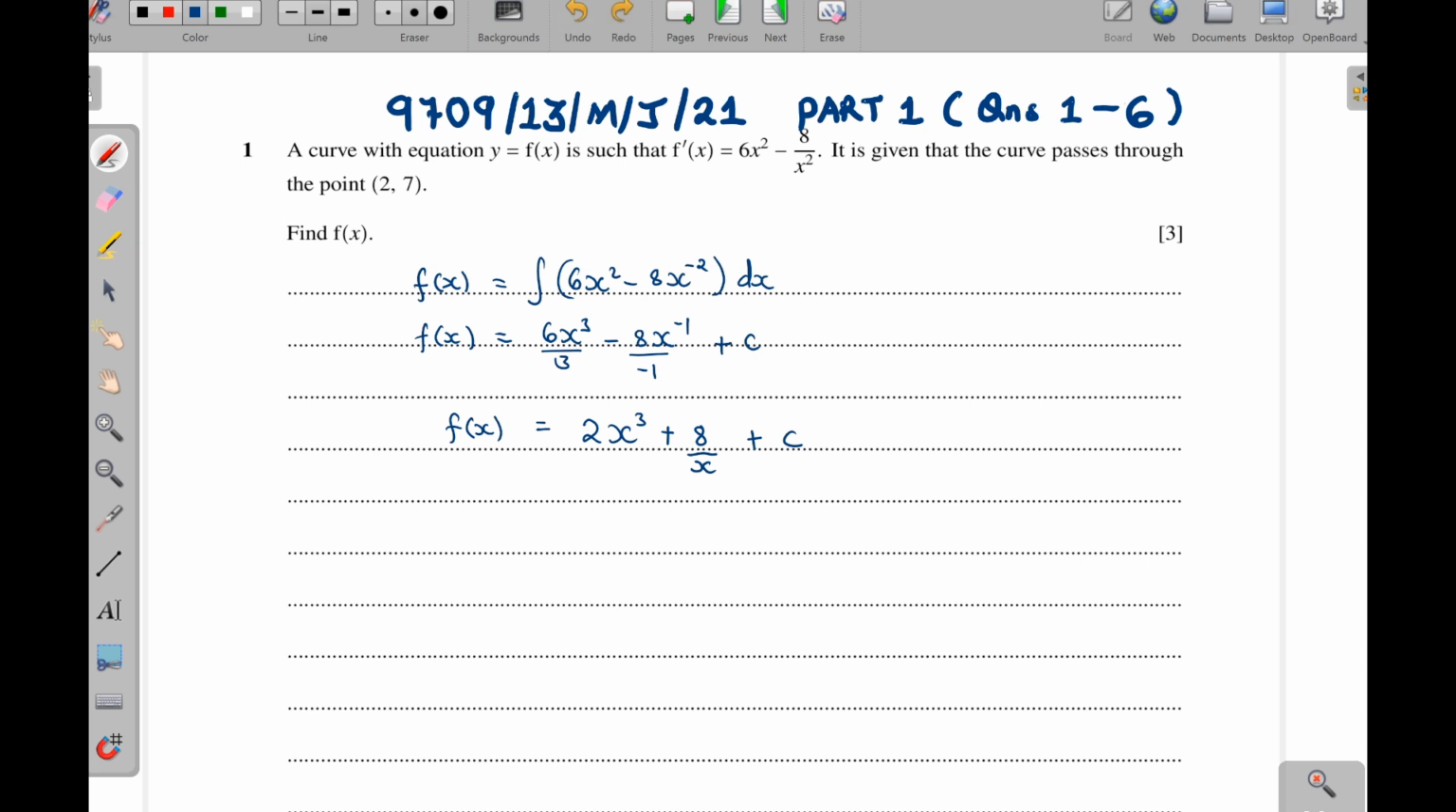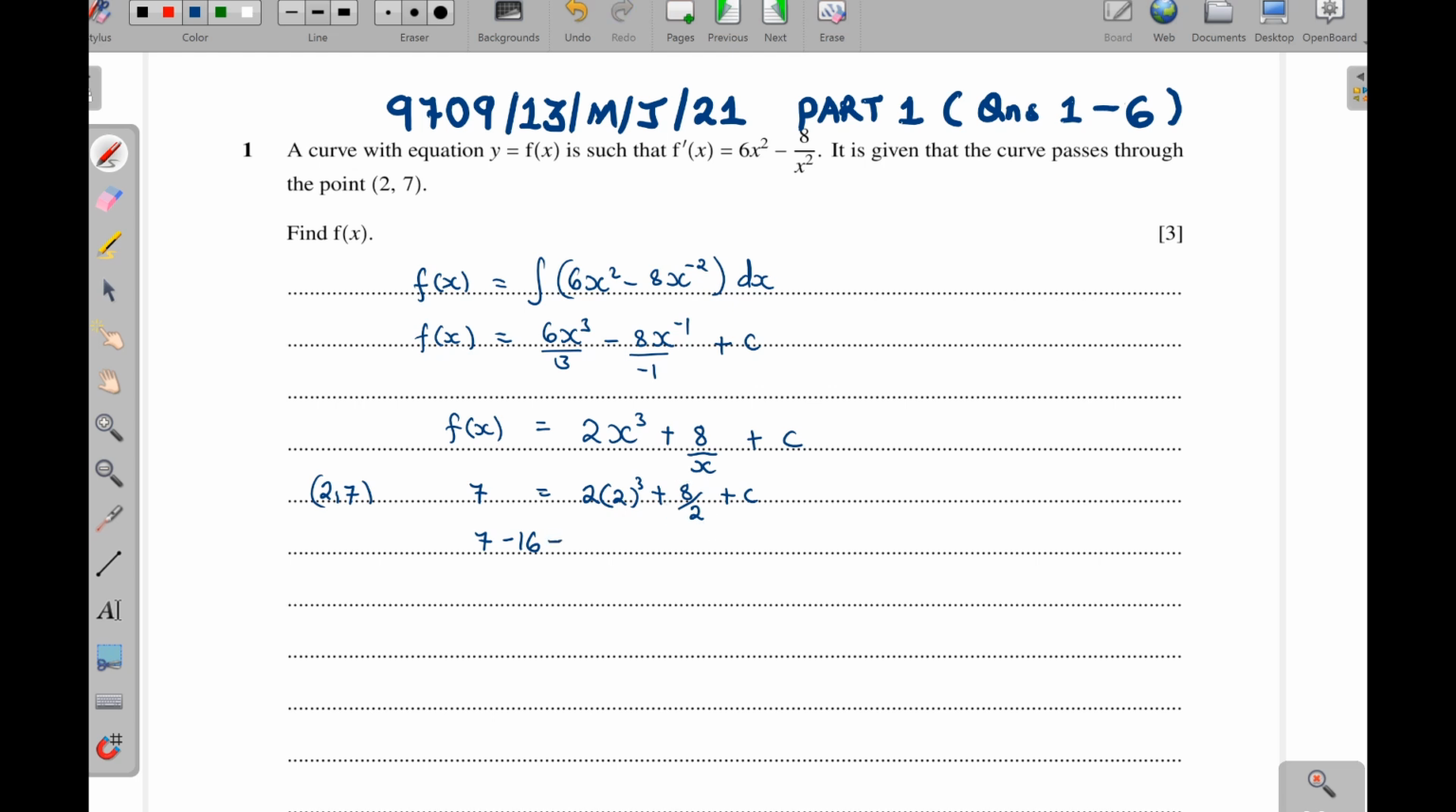So if we have this point here (2, 7), its coordinates, the 7 has to be the y, and then the 2 will be the x. So I substitute them here, then 8 out of 2, then plus c. So this one is going to be 7. This one will be 16. So minus 16, that will be negative 9. This one will be a 4.